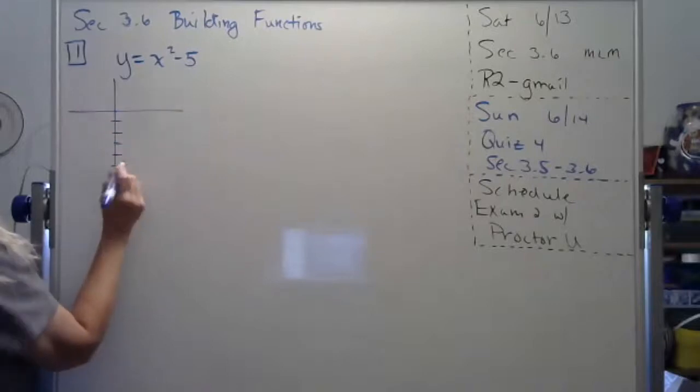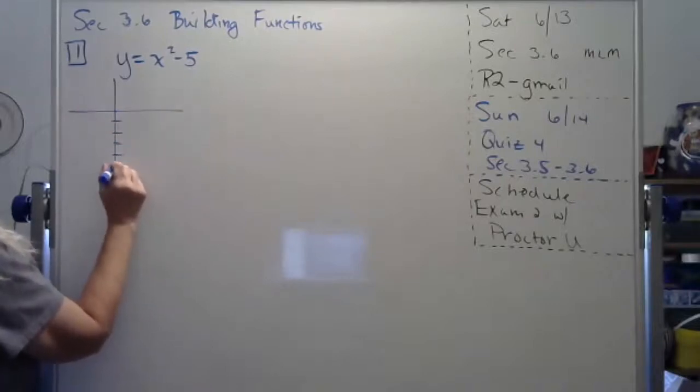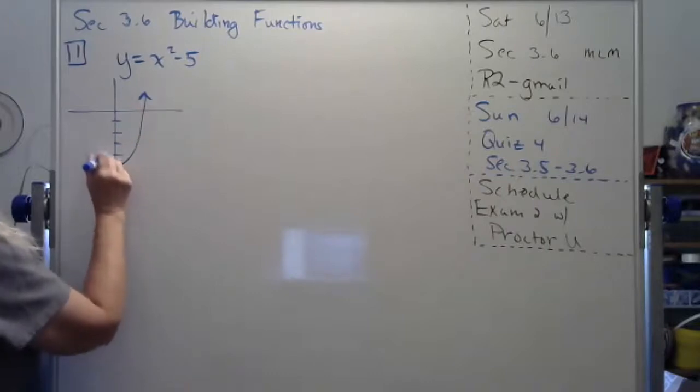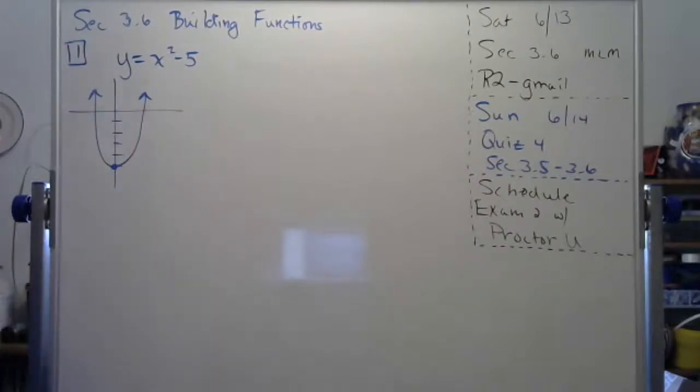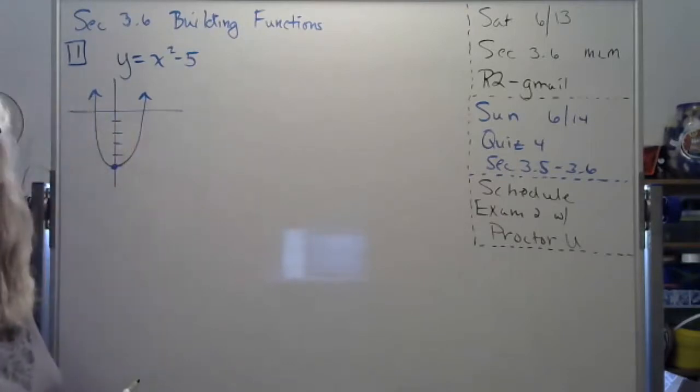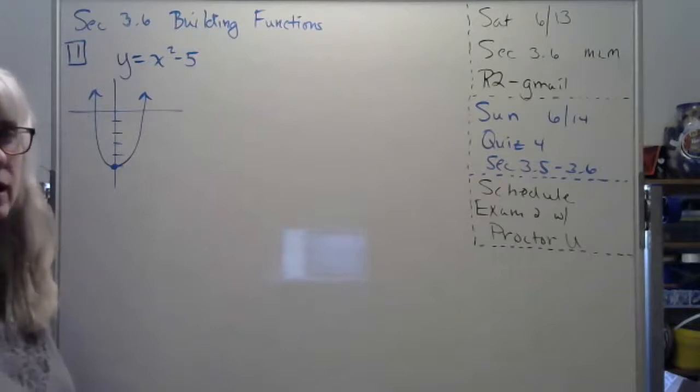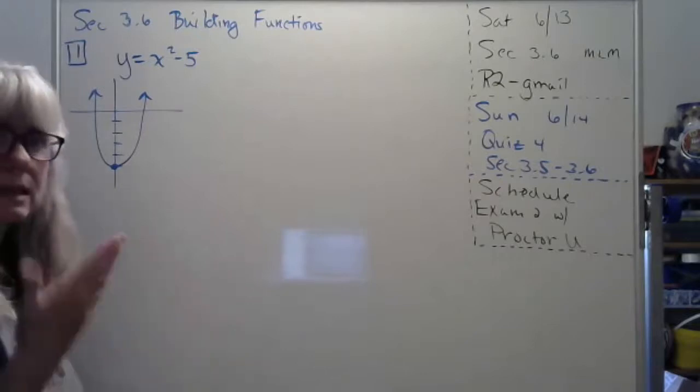So I'm actually just going to draw a really quick sketch. 2, 3, 4, 5. So there's that vertex or minimum. And then I'm going to draw that parabola in. So that's the graph of y equals x squared minus 5. What they want us to do is to pick a point on that graph. And you can pick a point anywhere on that graph. I'm just going to put it where it's easiest to deal with.